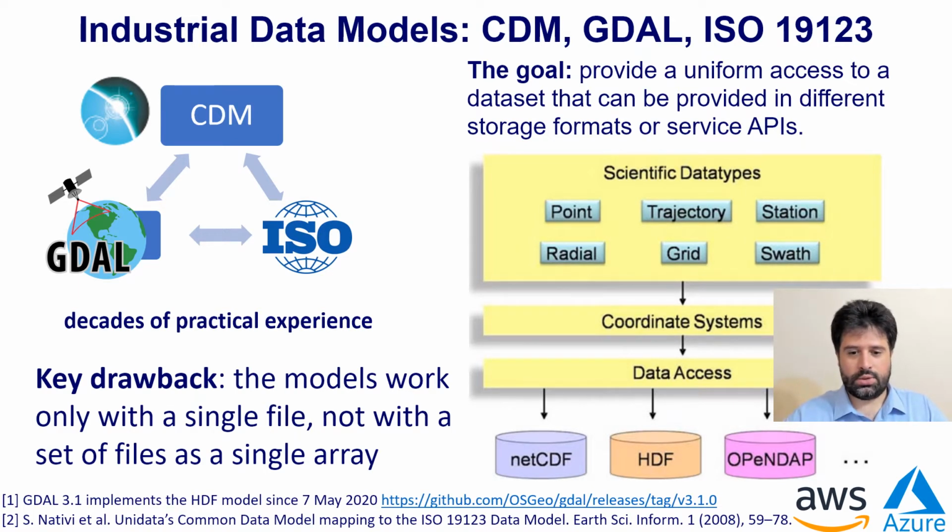The most widely used industry-standard array data models are Unidata Common Data Model, GDAL Data Model, and the ISO model. They're mappable to each other to some extent. All of them pursue the same main goal: provide uniform access to a data type that can be provided in different storage formats or service APIs. These models resulted from decades of considerable practical experience, but they share a key drawback. They work only with a single file, not with a set of files as a single array. However, a dataset is usually split into multiple files.